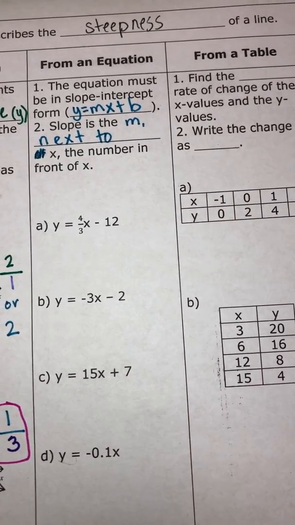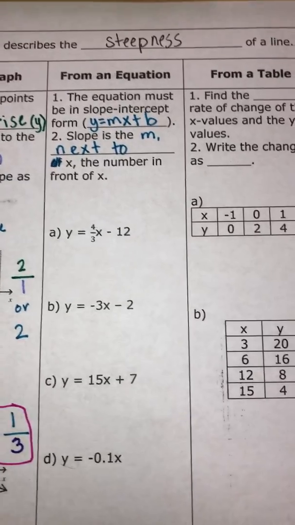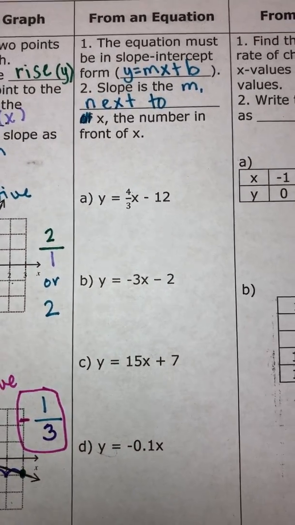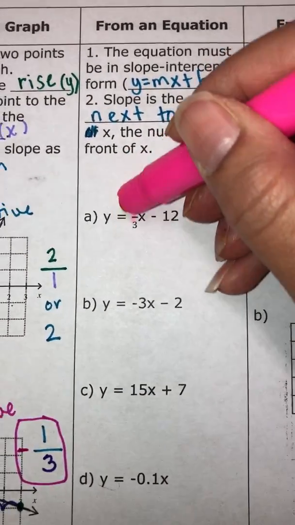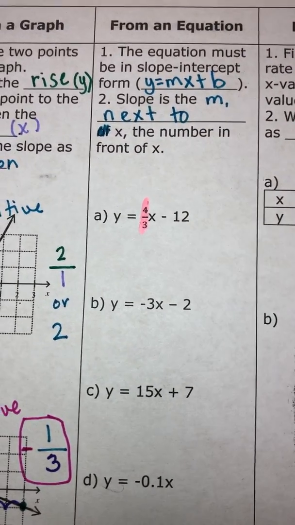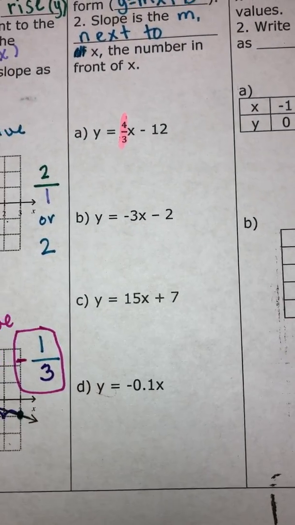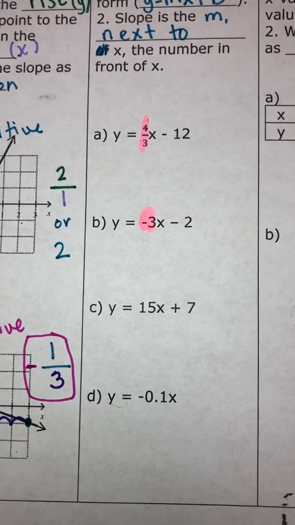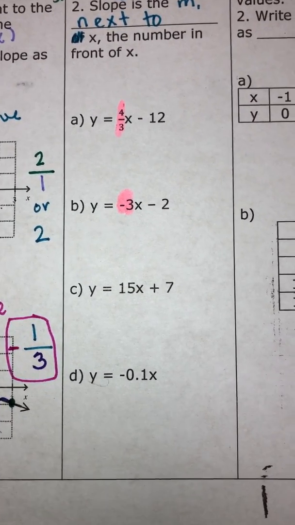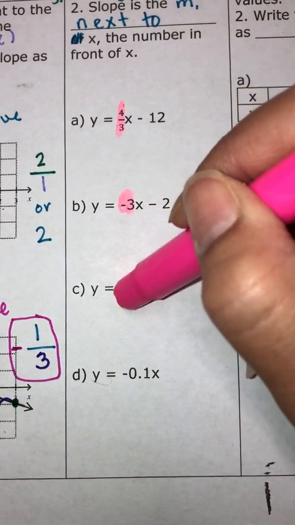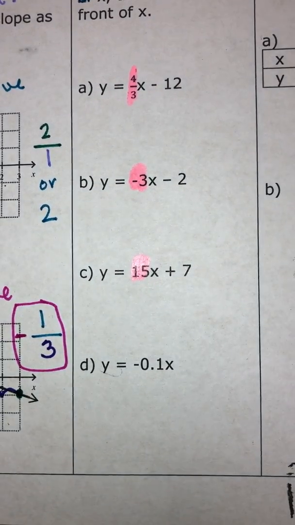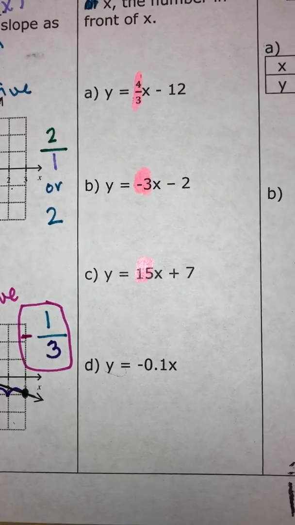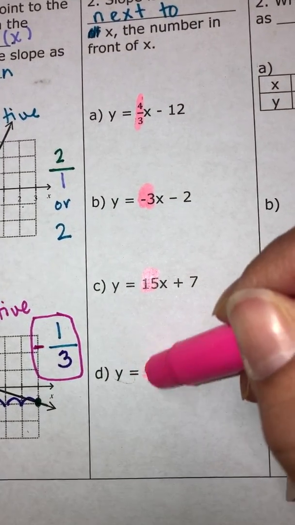So here we go. And actually, I'm just going to highlight them. Y equals 4/3 x minus 12. Slope, number next to the x, 4/3. Y equals negative 3x minus 2. Slope, the negative 3. Y equals 15x plus 7. 15 is your slope. And y equals negative 0.1x. So there it is.